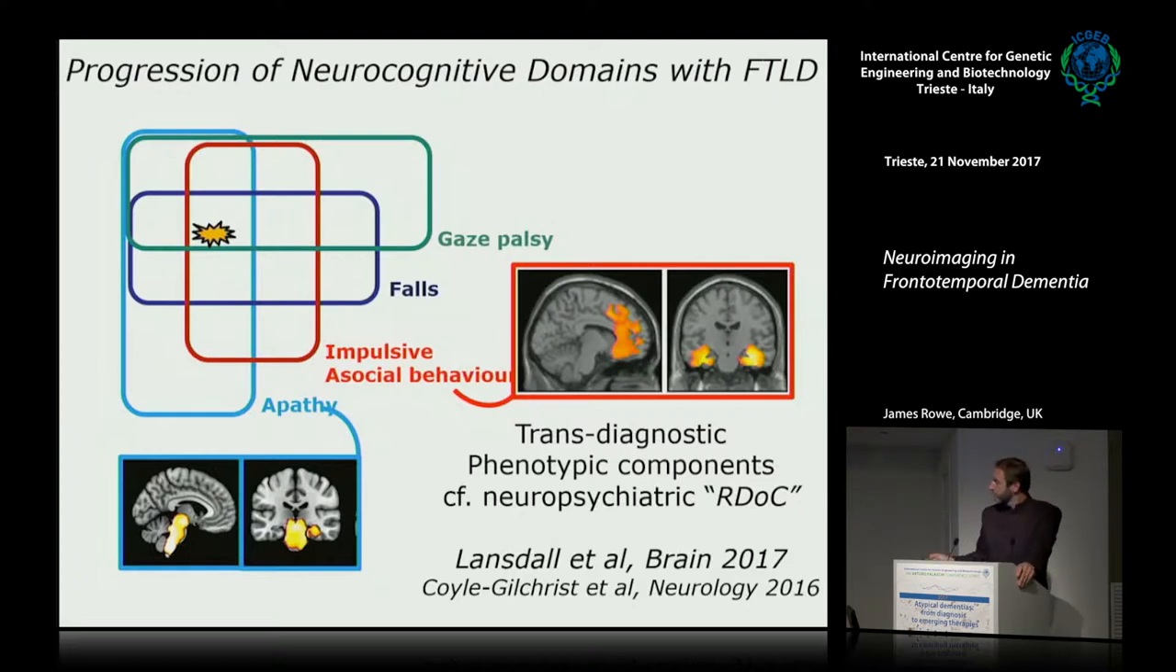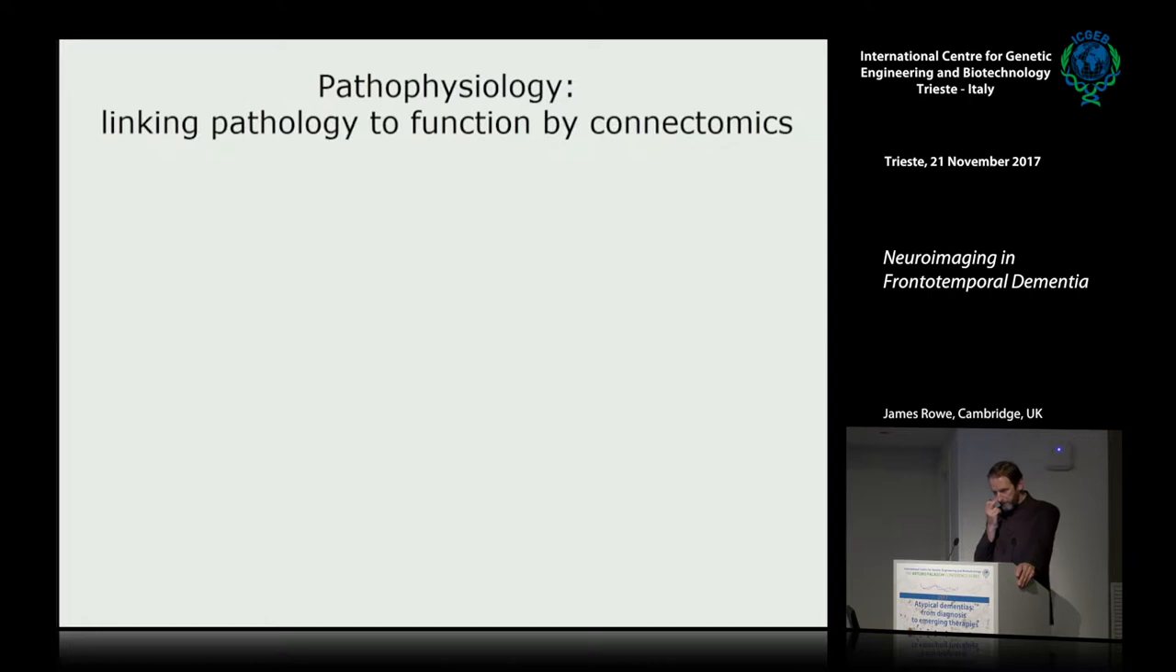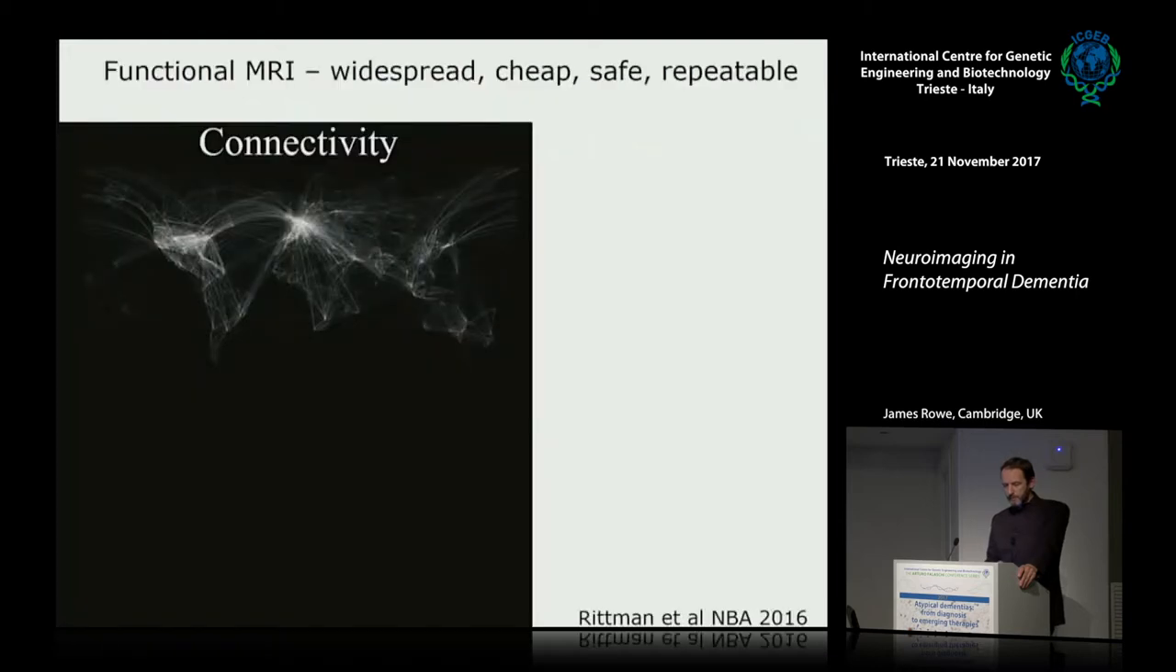And I'd like to just point you to this recent paper by Claire Lansdell in Brain, which really set this out very clearly in dissociating different modes of apathy and impulsivity across the full spectrum of FTLD-associated disorders. This is not just a problem of behavioral variant FTD. But how do we jump from these structural and pathological changes towards change in function and cognition? And I'm going to use a series of imaging techniques centered on connectomics to elaborate on this.